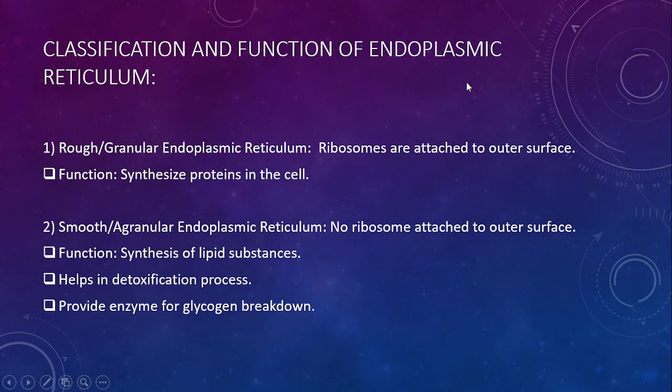Now come to the functions of the endoplasmic reticulum. As the granular or rough endoplasmic reticulum contains ribosomes on its surface, and the function of ribosomes is to synthesize protein, the function of rough endoplasmic reticulum will also be to synthesize protein. Very easy to understand. And the smooth endoplasmic reticulum does not contain any ribosomes on the surface, so it cannot synthesize protein, but it has other important functions like synthesis of lipid substances.